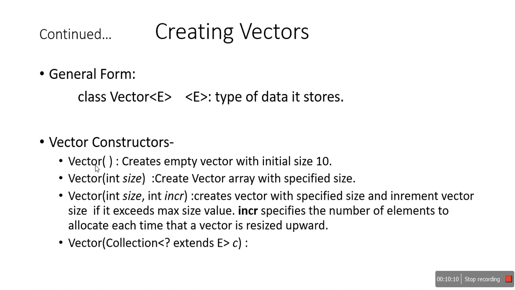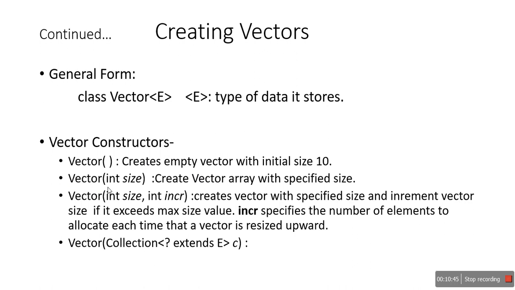When you create an object of a vector, or create a vector array, by using this constructor, what happens? It creates an empty vector with the initial size 10. If you create any vector without specifying its size, the initial size is 10. The initial memory it allocates is 10.